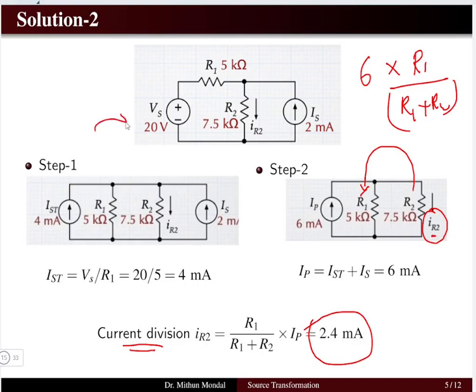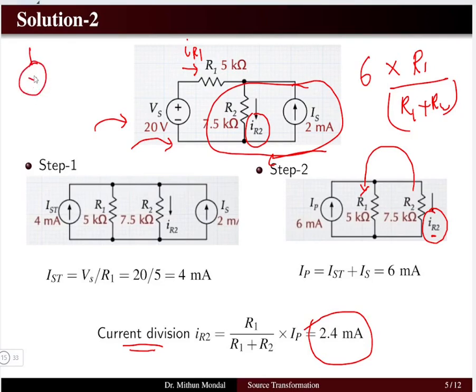The same problem, if I have not been asked the resistor R2 current, rather if I have been asked what is the current which is flowing here, that is in the resistor R1, then in that case I should not have started from this end, I should have started from this end. That is, this current source and resistor should be converted to an equivalent voltage source in series with the resistance, and then I will be having one mesh problem.